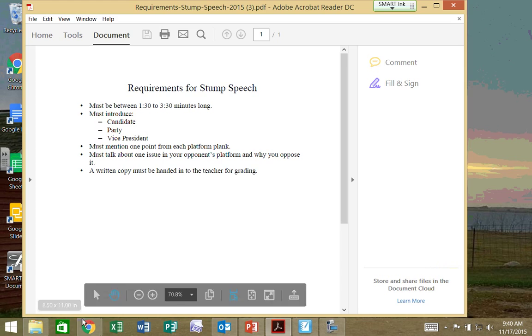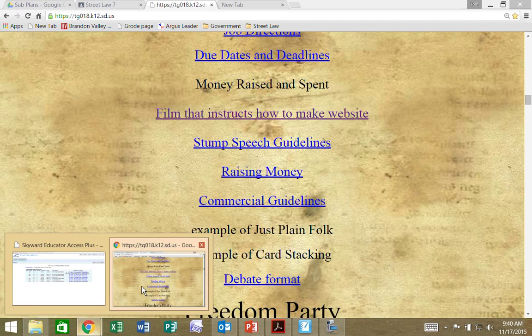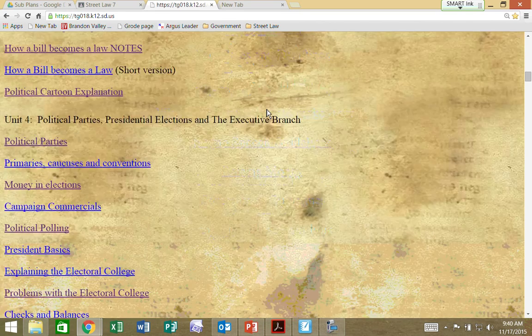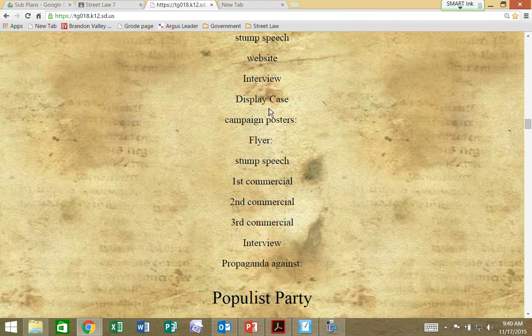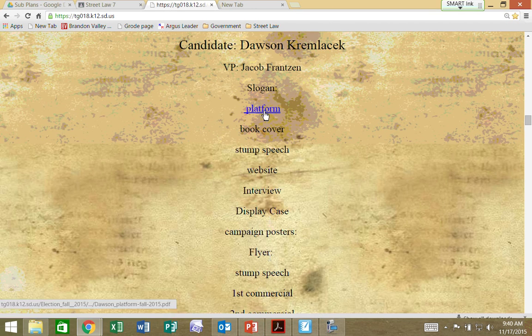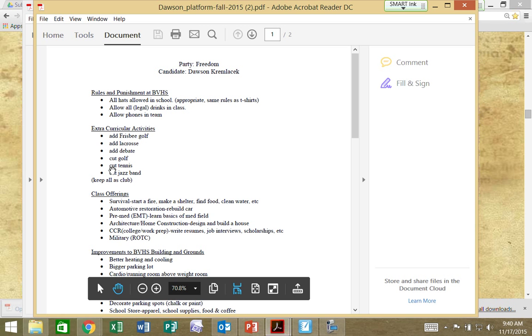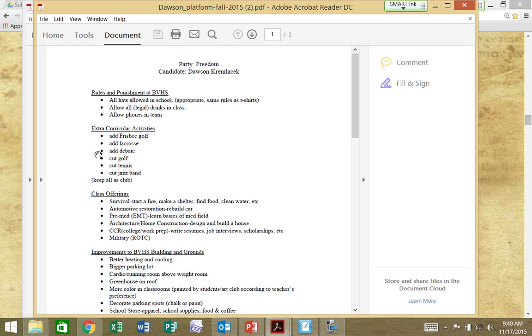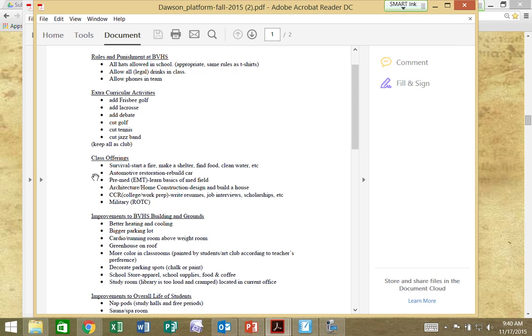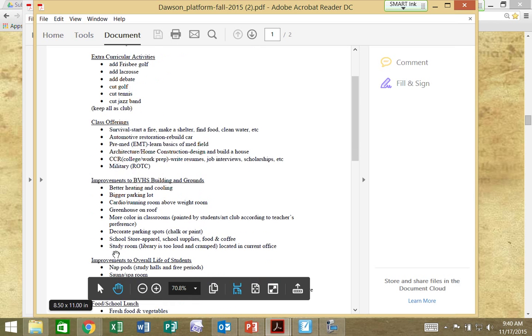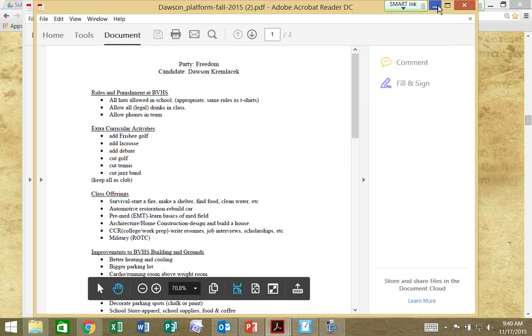The platform planks are things that are in your platform. Let me show you an example. Like on Dawson's, you guys created this platform. The platform planks are each of these headings. So something the candidate must mention from each of their own platform planks. One thing from each of these. That's one of the requirements.